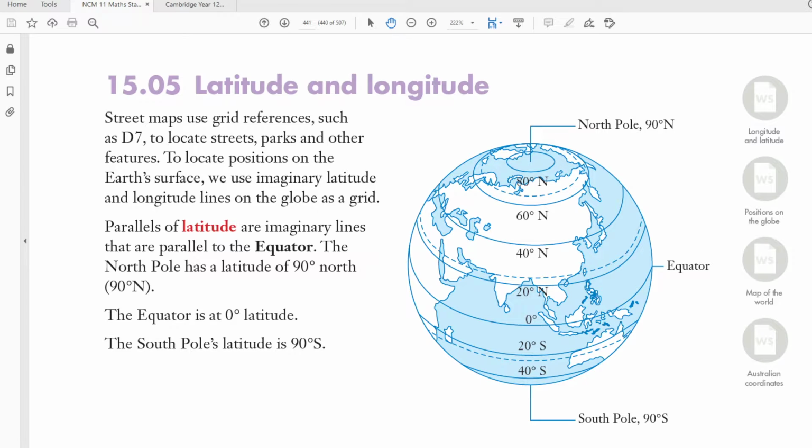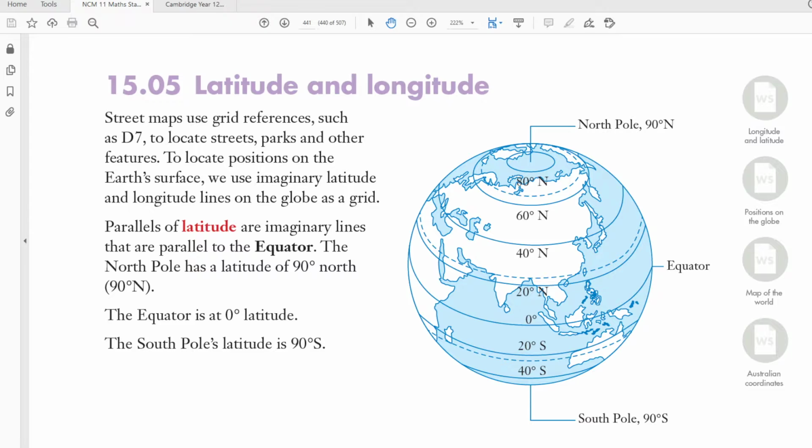Okay, so we've got some latitude and longitudes here. Essentially, latitude and longitude are the grid for our world. So we've got a picture of the Earth or the globe here, and as it says on this side, street maps use grid references such as D7. If you go back and look at an old school map, you find a particular point by going across so many or up and down so many, and it's usually letters along the sides and numbers up. So D7 would be across the D up to 7.